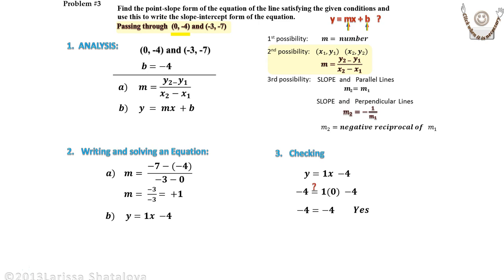So now finally we can write the answer. Y is x, or we can say positive 1x and negative 4. Slope is 1 and y-intercept is negative 4.